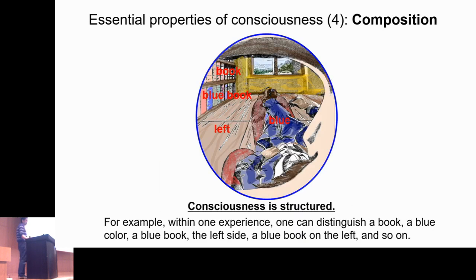So maybe I should move on to the next one. This is the final one. The fourth essential property of consciousness is composition. Consciousness is structured. For example, within one experience, one can distinguish a book, a blue color, or a blue book on the left side, and so on. In IIT, these things are called concepts, and there are combinations of concepts, like a blue book on the left, so there is a structure in our experience.